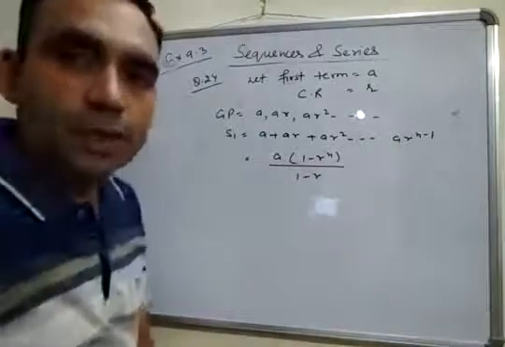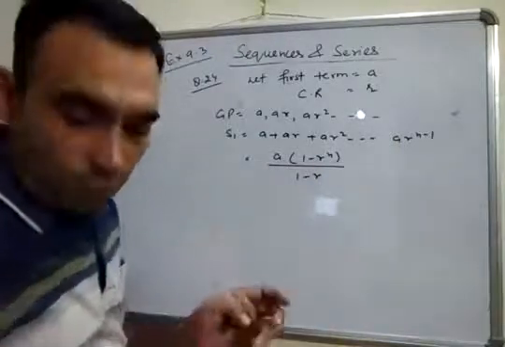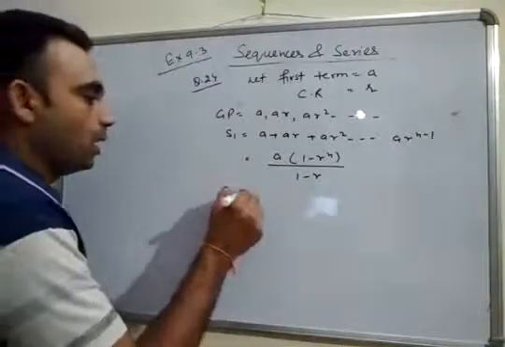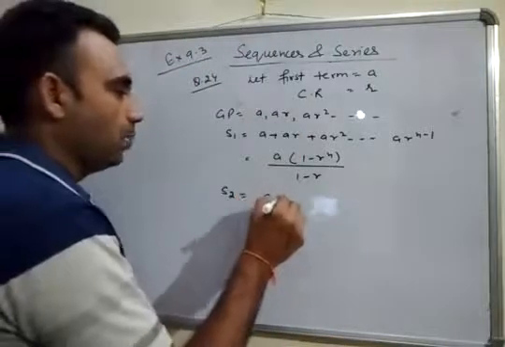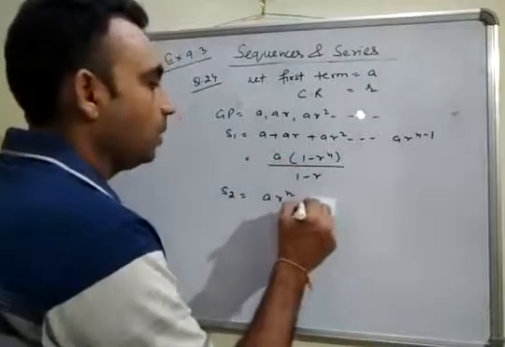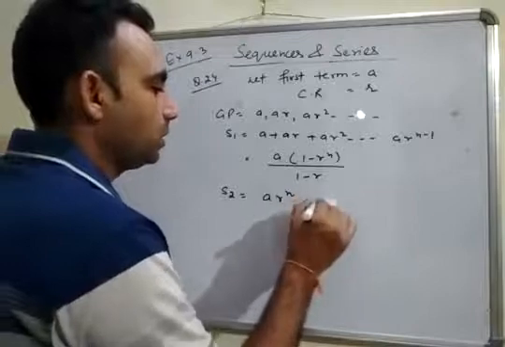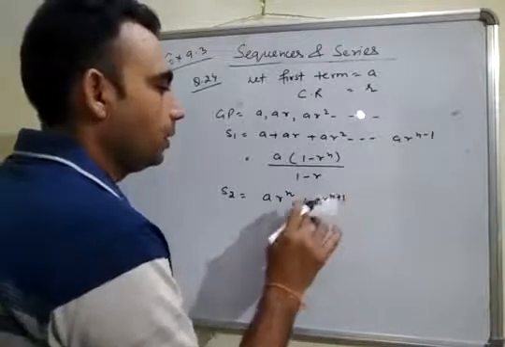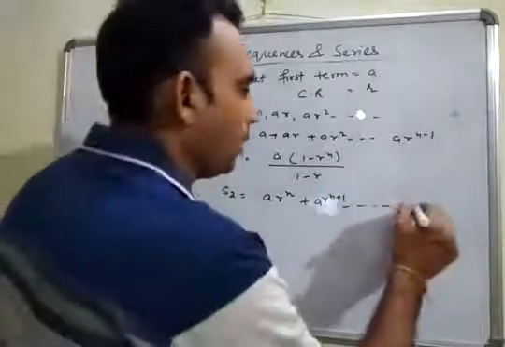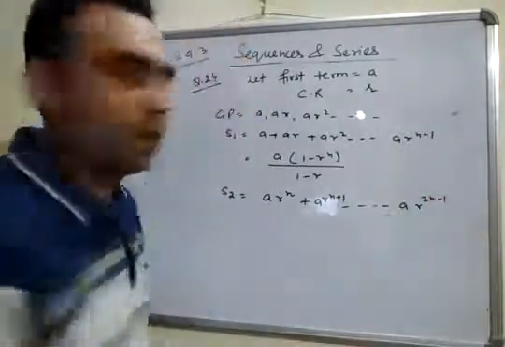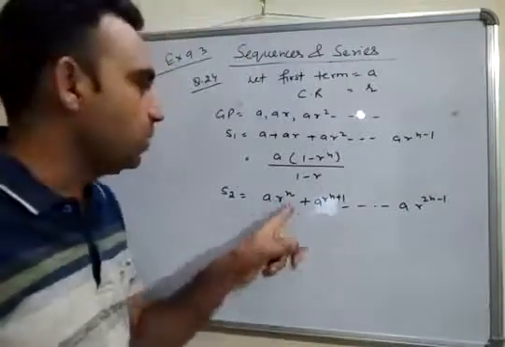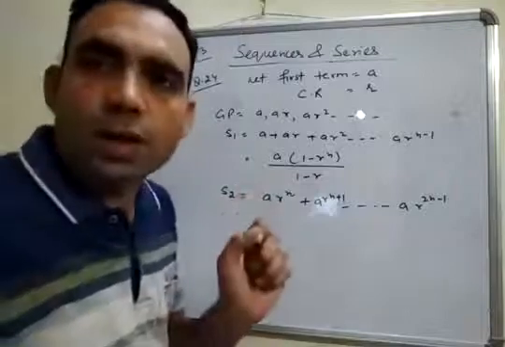This is S1. Let S2 be the sum from the n plus 1th term to the 2nth term. So for S2, what is the n plus 1th term? It is ar to the power n. The next term will be ar to the power n plus 1, and so on, and the last term is the 2nth term, which is ar to the power 2n minus 1. This is also a GP whose first term is ar to the power n and common ratio is r.